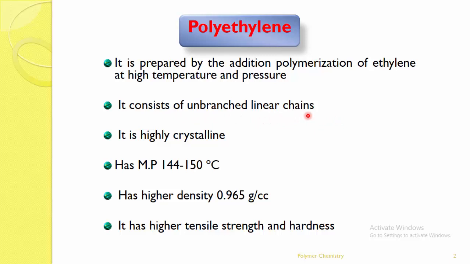It is a highly crystalline molecule, with a melting point of 144 to 150 degrees Celsius. It has a higher density of 0.965 g/cc. It has higher tensile strength and hardness. So these are certain properties. Here we can see the polyethylene molecules, or polyethylene polymer.